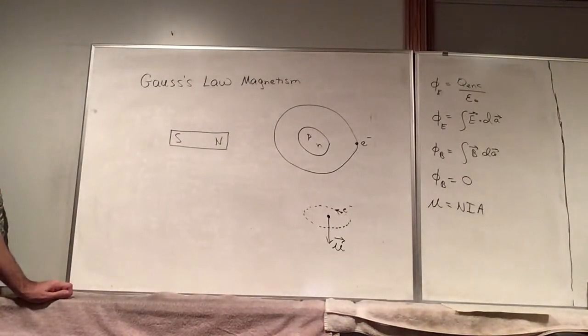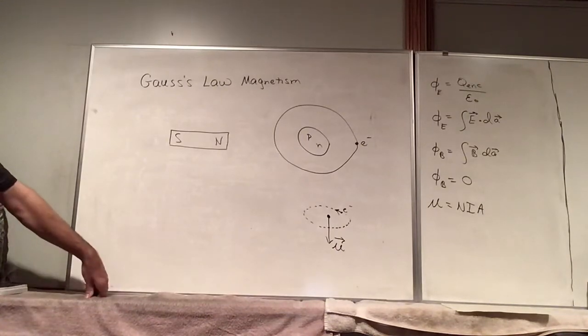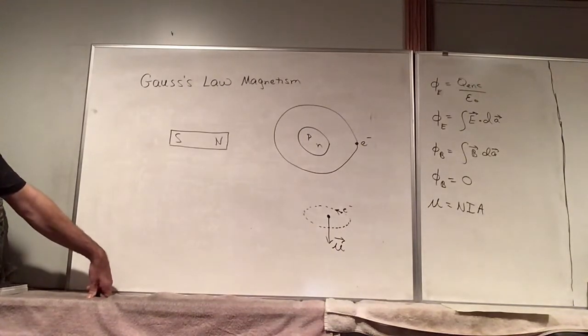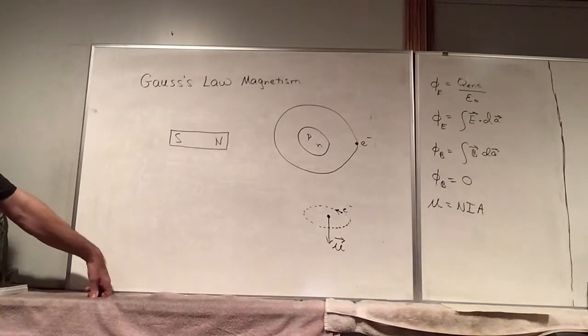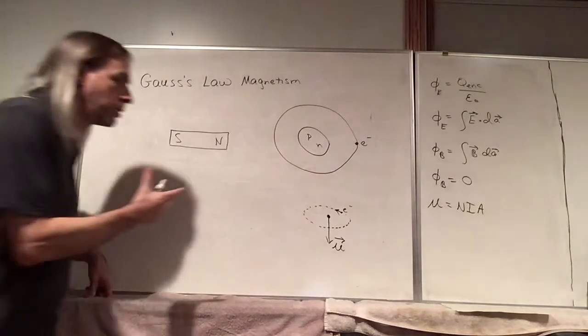So in this case, we just have one loop. It's one electron orbiting. And so n is 1. But the current times the area, which if we assume a circular orbit, is pi r squared.